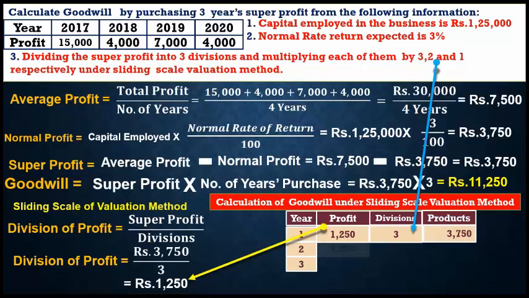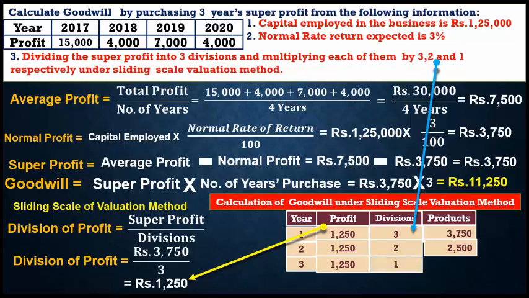3,750. Now come to second year. What is the division of profit? 1,250. What is the second year division? 2. 1,250 into 2. What is the answer? Rupees 2,500. Third year division of a profit is also the same. For all years the division of profit is the same. Okay, what is the division? Last year 1, means 1,250 into 1. What is the answer?